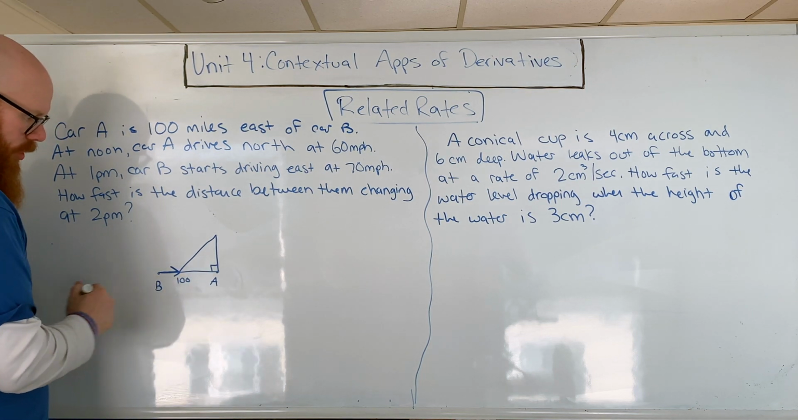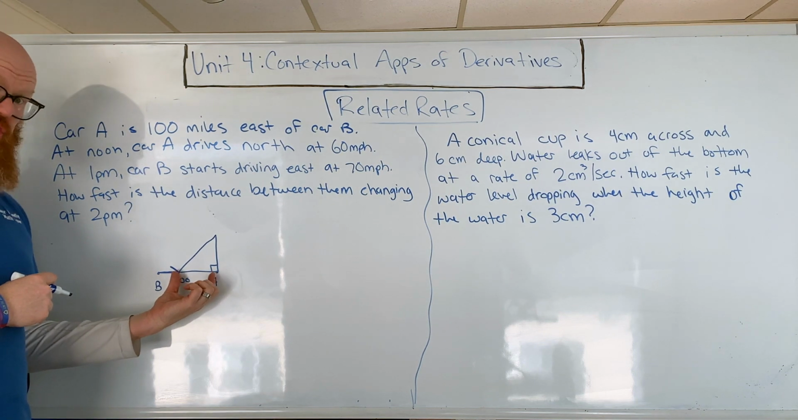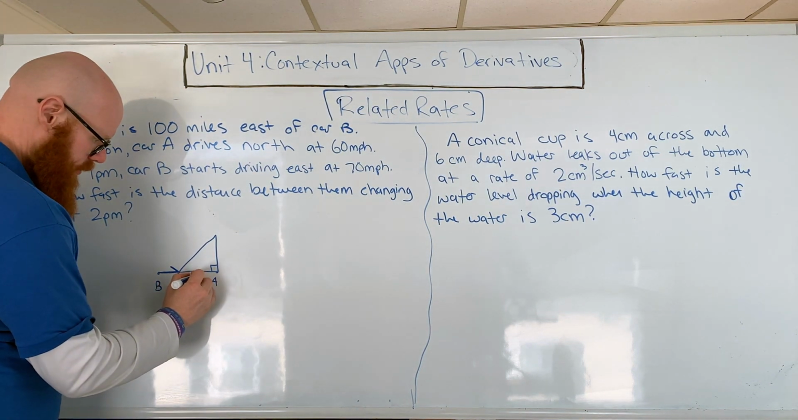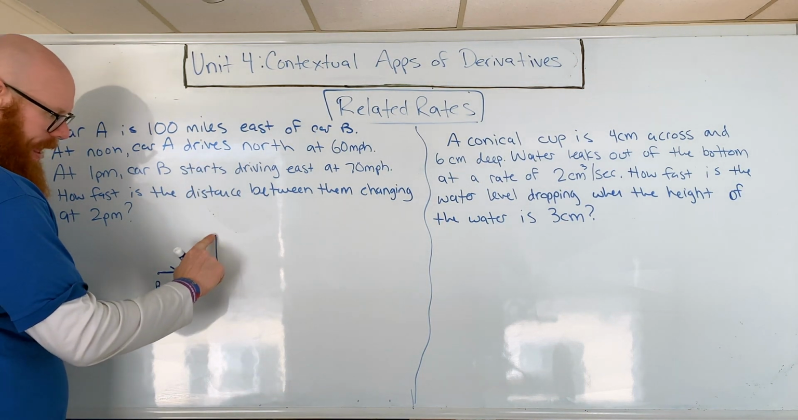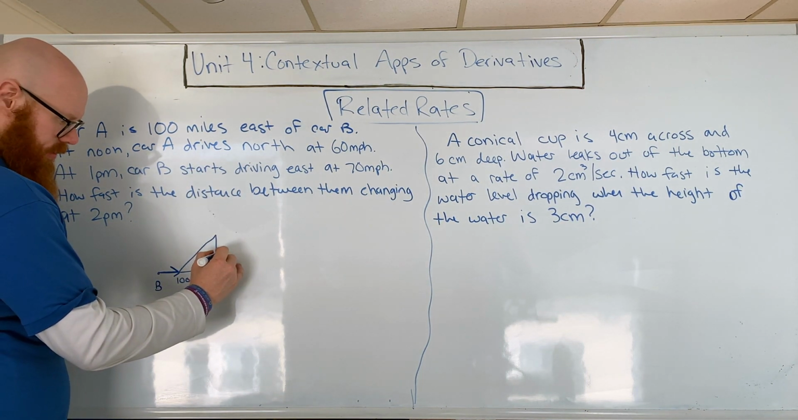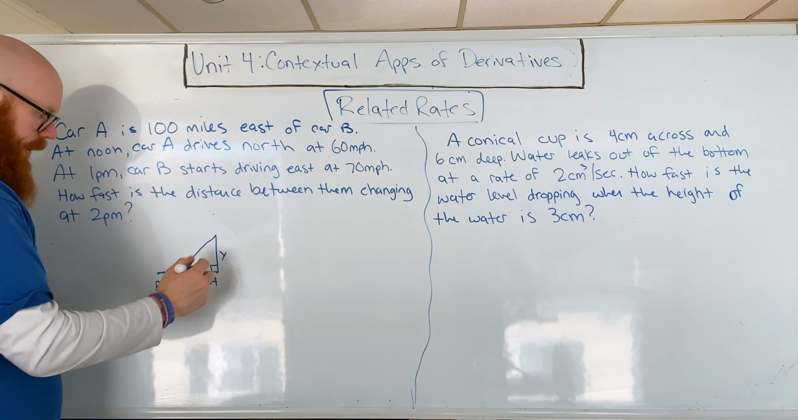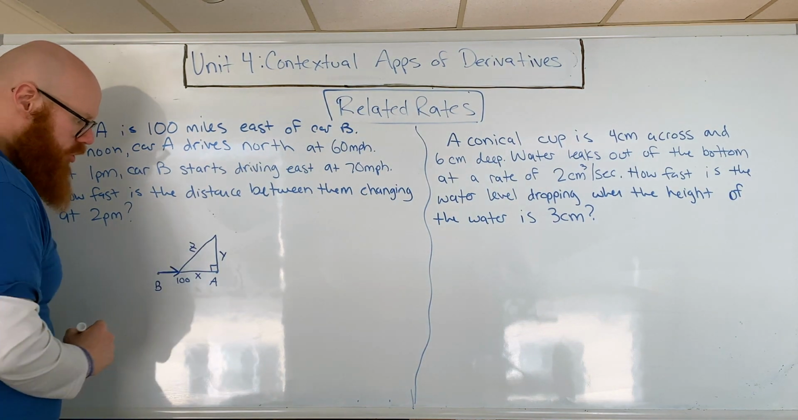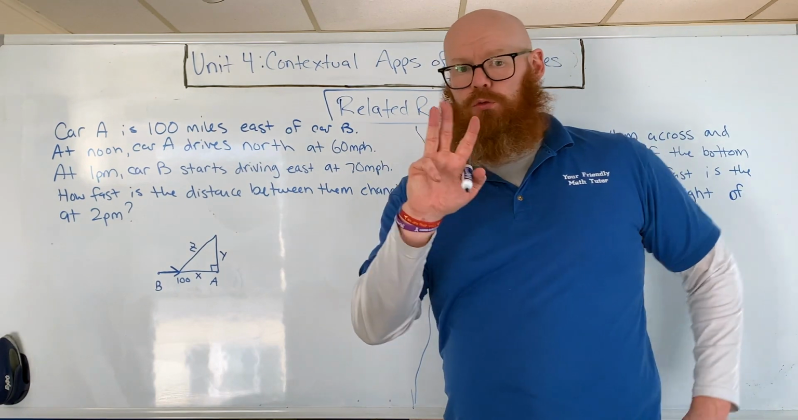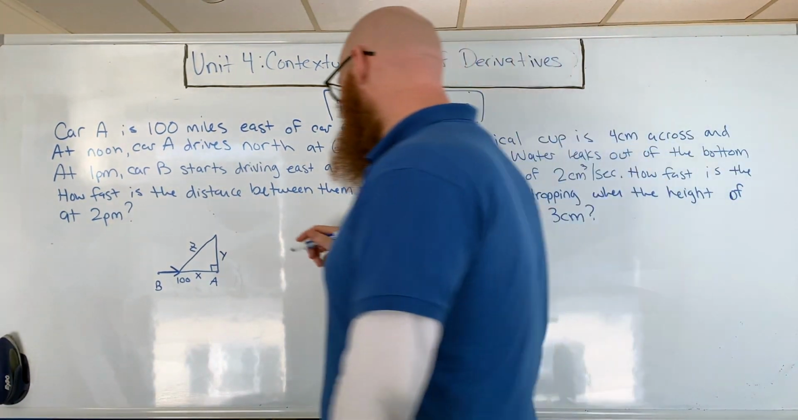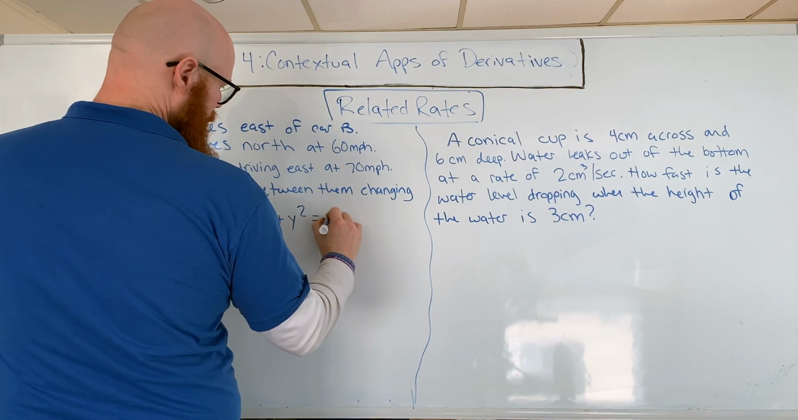All right, so now notice what we have here. We've got a distance that's changing, so I'm going to call that x. We also have car A driving this way, so this distance is changing. I'm going to call that y. And obviously the distance between them is changing, that's what we're looking for, so I'm going to call that z. So the wrinkle here is that we've got a Pythagorean theorem problem that has three things that are changing. So we are going to have x squared plus y squared equals z squared.